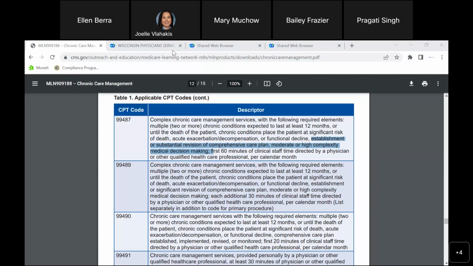Lynn, this is Dr. Vlahakis. Can I weigh in here as well? Sure. One other way to think about complex care management in terms of medical decision making is what kind of medical decision making did the physician need to do at one of the last visits? If it was complex medical decision making and the clinical team is helping to execute that care plan, then it certainly fits in with complex chronic care management. It doesn't necessarily mean that there has to be high-level medical decision making at every call if you're simply following what the physician's care plan has dictated.